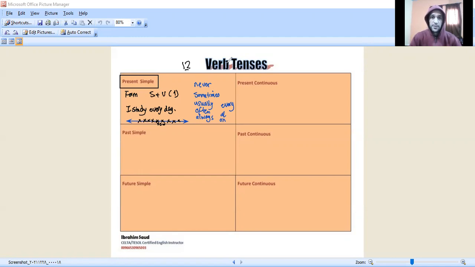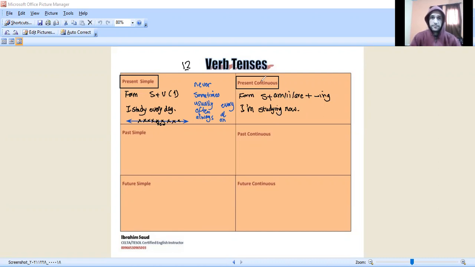Now let's move to the present continuous. The form: the subject first. After that, we have am, is, or are, and the verb plus ing. This is the form of the present continuous. For example, when I say, I am studying now. I am studying now. In this sentence, we have an action that is happening now, and this is the usage of the present continuous.